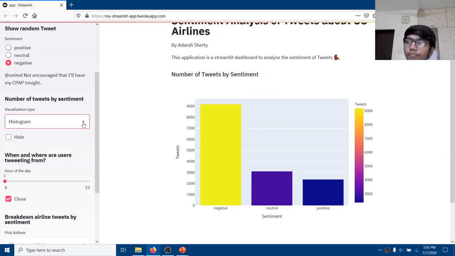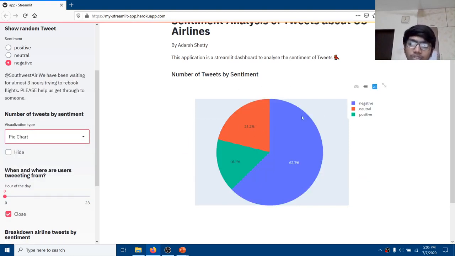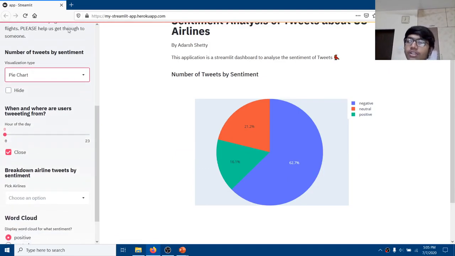We can also plot it as a pie chart. As you can see, a huge amount of negative tweets, less for neutral and less for positive. 62% is negative, 21% is neutral, and then 16% is positive.